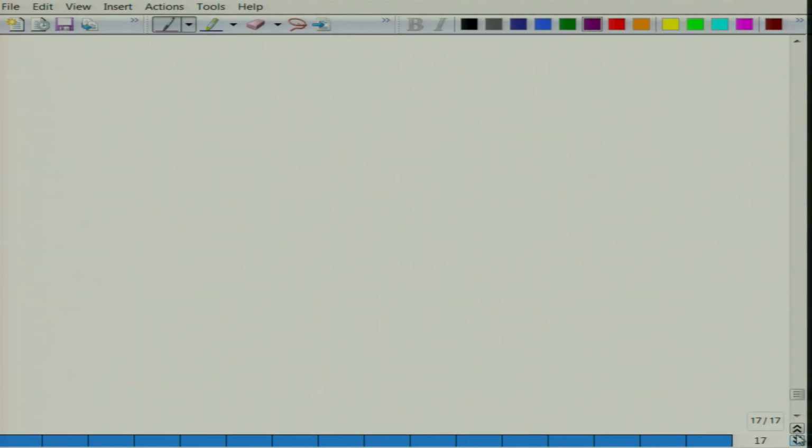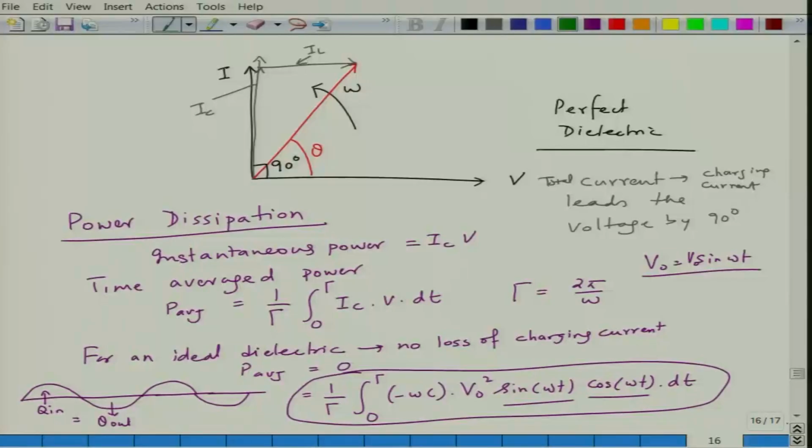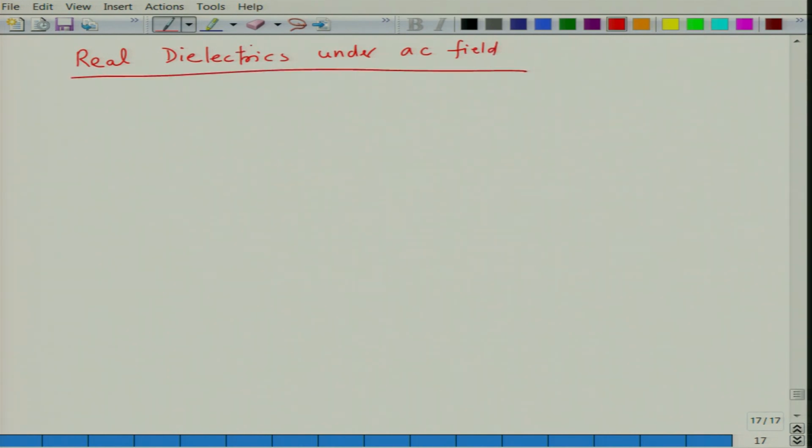But life is far from perfect; there is no dielectric which is perfect. As a result you have losses in every system, and when you have losses, how do we depict them? Anyway, it was necessary to show how a perfect dielectric would look, so that we have a reference. Let us now see how the behavior of real dielectrics looks: real dielectrics under alternating field.